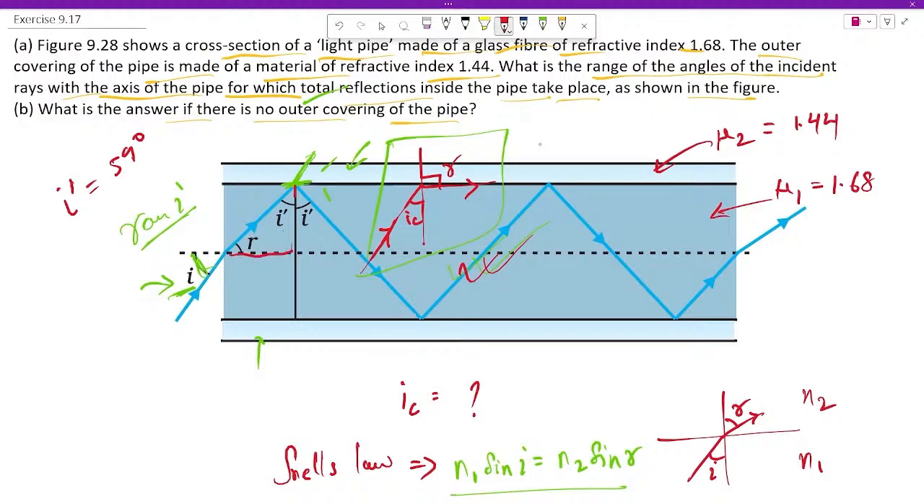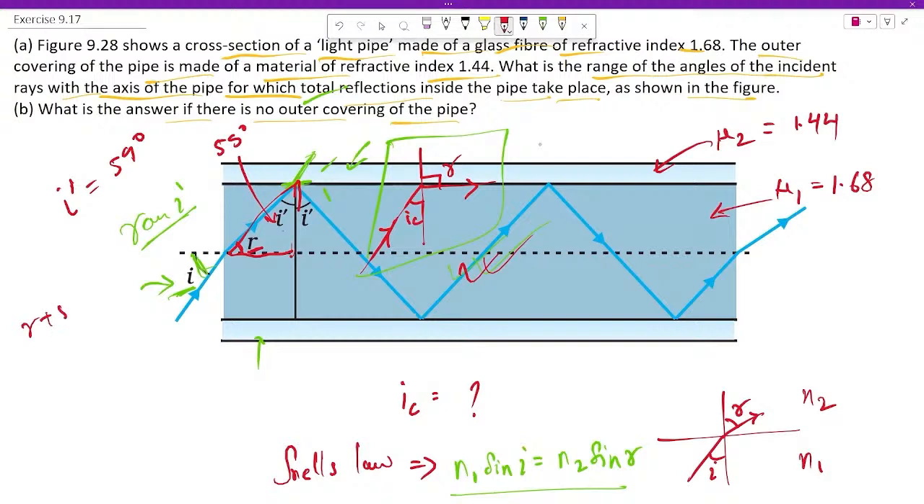So in this triangle we can easily find out what should be the value of R so that total internal reflection takes place. That is, if this angle is 59 degree, then what would be the value of R? So we know that this is a right angle triangle, so I dash plus R must be equal to 90 degree.